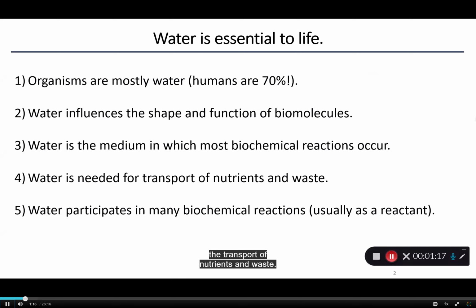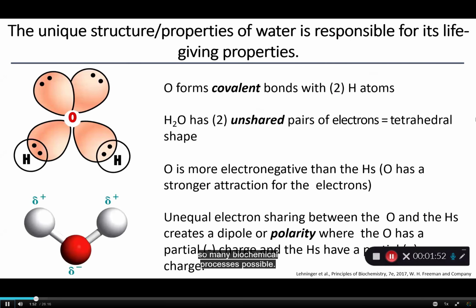Water is also needed for the transport of nutrients and waste. It's a really good solvent for dissolving polar and charged molecules and for transporting them throughout the body. And lastly, water usually participates as a reactant in many biochemical reactions itself. It can accept electrons, and it can donate electrons. Due to its polarity, it can do both of these, and it can also form hydrogen bonds, which are really critical, very important, non-covalent reversible bonds. And it's this reversible bonding that makes so many biochemical processes possible.